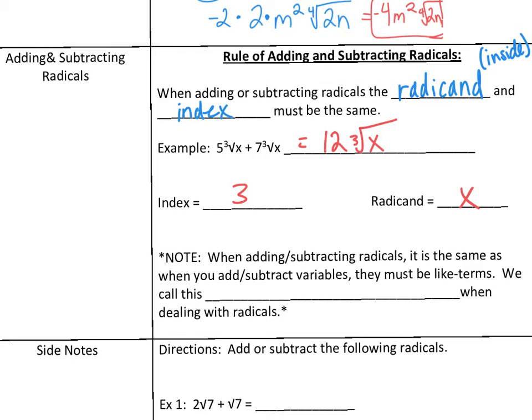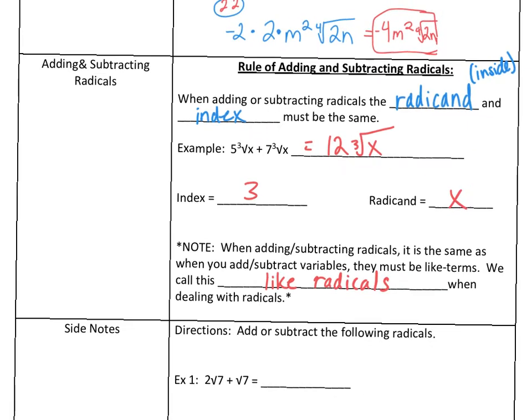So when adding and subtracting radicals, it is the same as when you add or subtract variables. They must be like terms. For instance, I can't add x squared plus x squared and make it x to the 4th, right? It would just be 2x squared. That was like number 1 on our test. A lot of us did that. I don't know how we got x to the 4th, but it's okay. We'll fix it. So it's the same as adding and subtracting variables, but we call this like radicals instead of like terms. You might still hear me call it like terms, okay? It means the same thing.